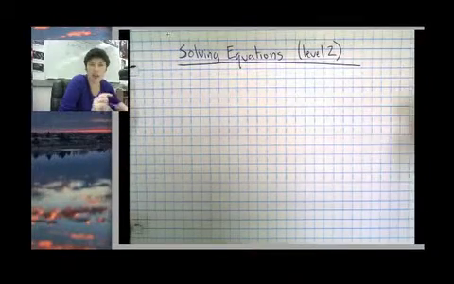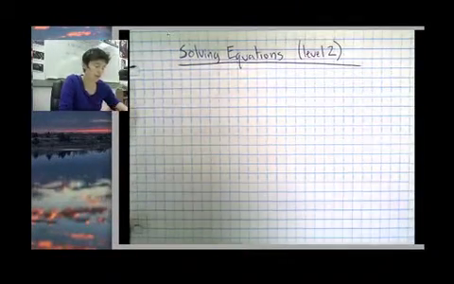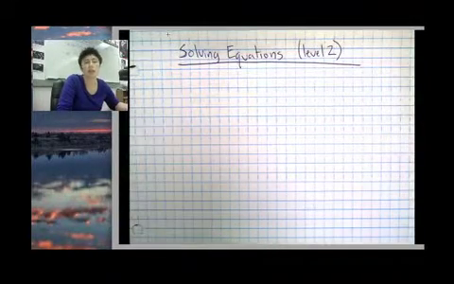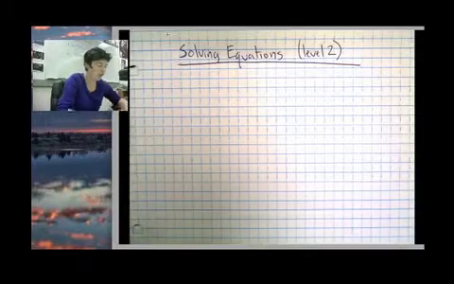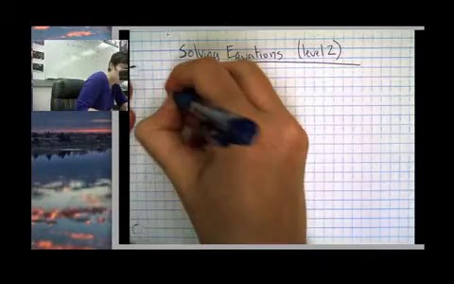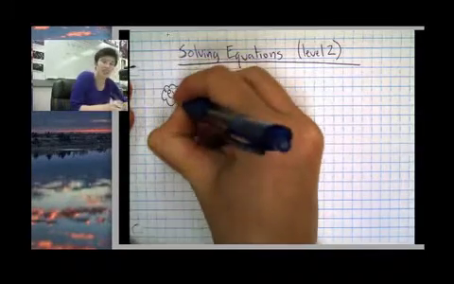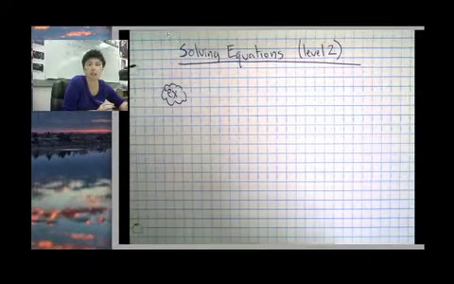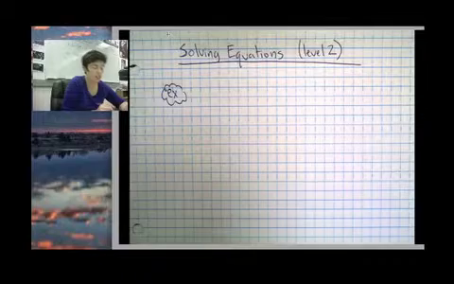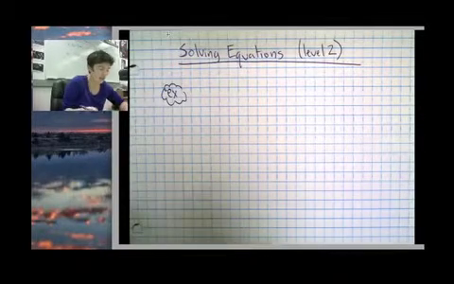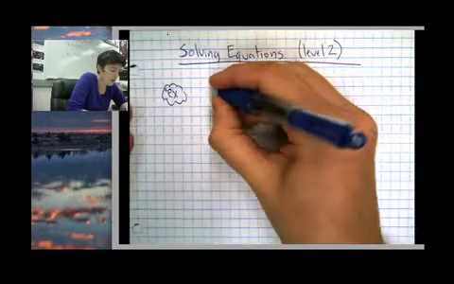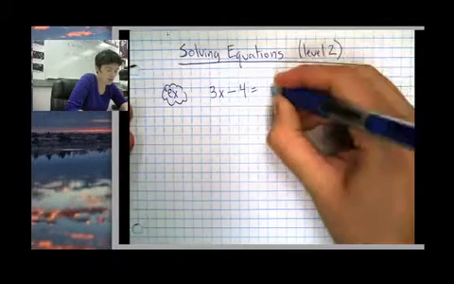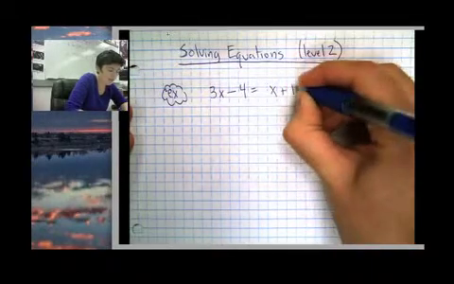Okay, so this is going to be our second video on solving equations, and I called it level 2. We're building up and trying to solve more difficult equations. So we're going to do some examples, see if you can get the hang of this a little bit. An example of what I'm talking about being a little bit harder is what if I have x's spread out in the equation. So I have 3x minus 4 equals x plus 12.